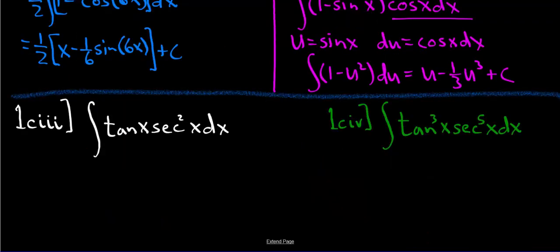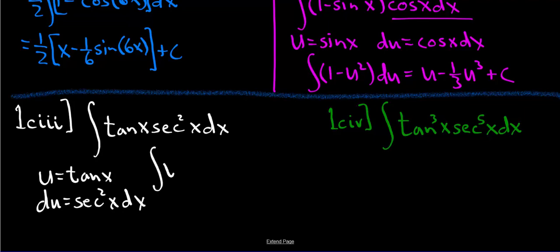Okay, let's look at a couple more. Let's look at a couple involving tangent and secant. Now, first of all, this one is very straightforward because if I just let u equal tan, then du is secant squared x dx. So that makes this one really easy. It's just u du, which is 1/2 u squared plus c. So that one's pretty easy.